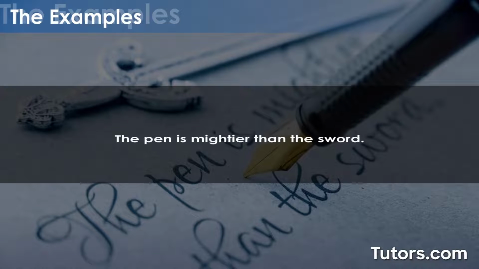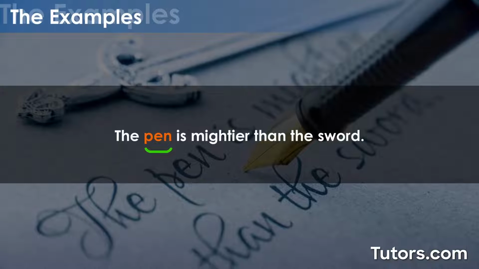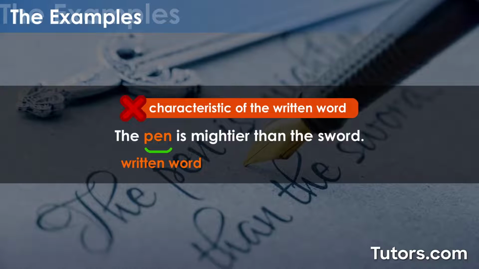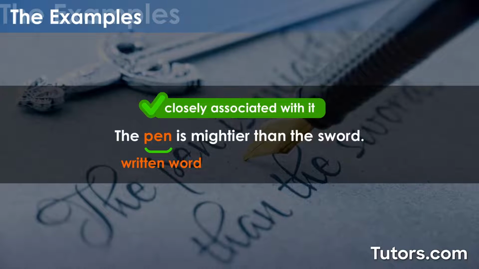An example is, "The pen is mightier than the sword." The word pen replaces the phrase written word. While a pen is not a characteristic of the written word, it is closely associated with it.